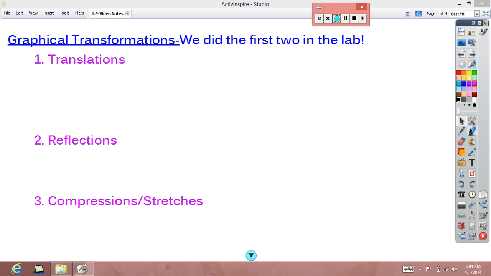Hello! We're going to talk about graphical transformations, and we did most of this in the lab today. The first two are what we looked at in the lab: translations and reflections. And these graphical transformations, as we said, are the ways that the graph changes. The third one is compressions and stretches, which we're going to get to in this video.